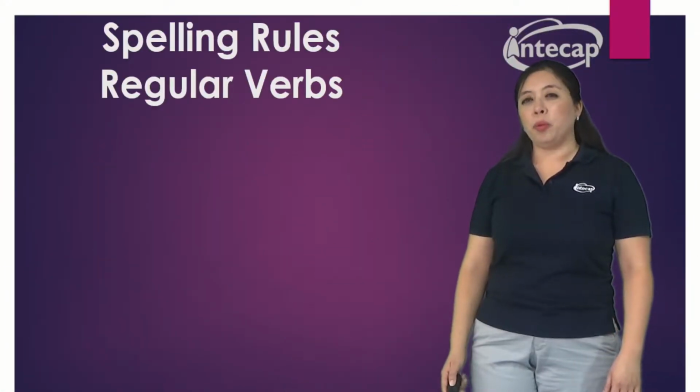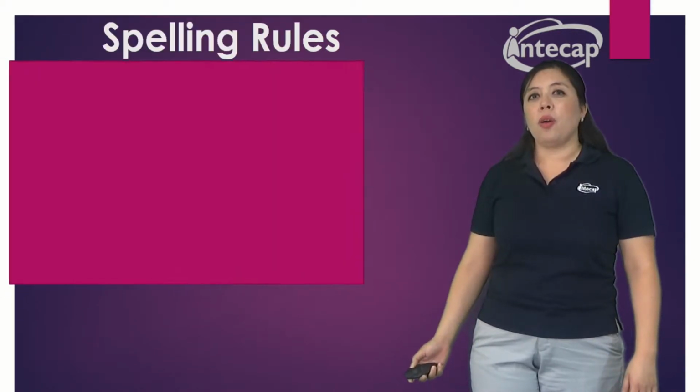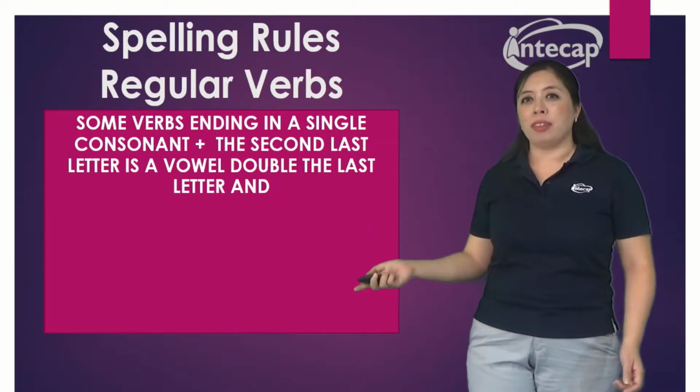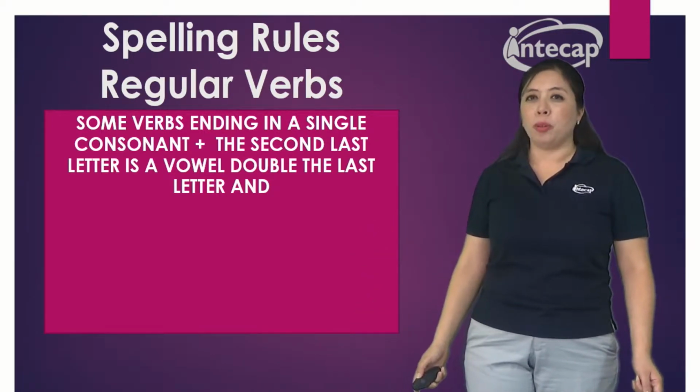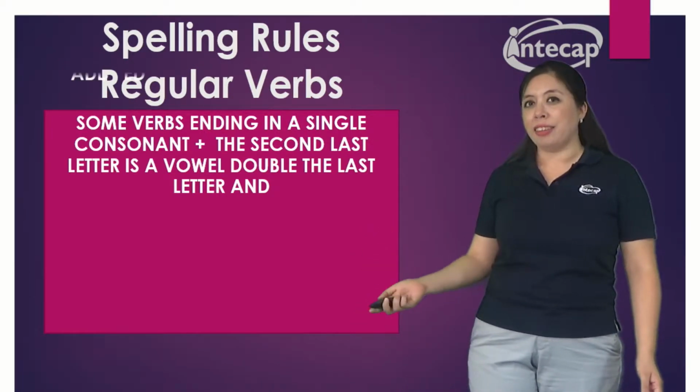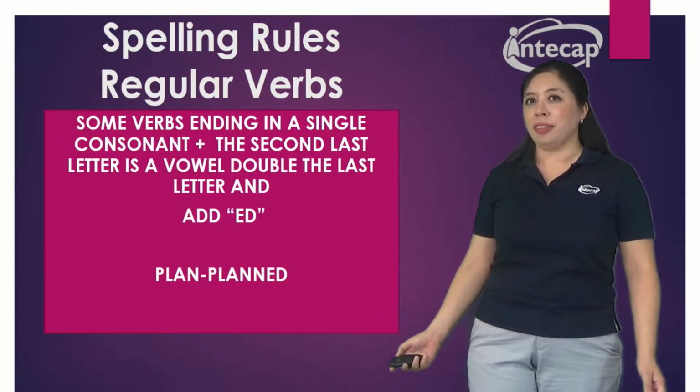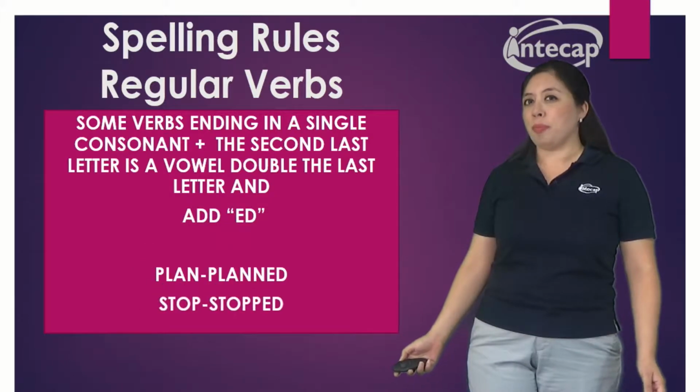The last spelling rule with regular verbs is when we have verbs ending in a single consonant and the second last letter is a vowel, double the last letter and add ed. For example, plan, planned, stop, stopped.